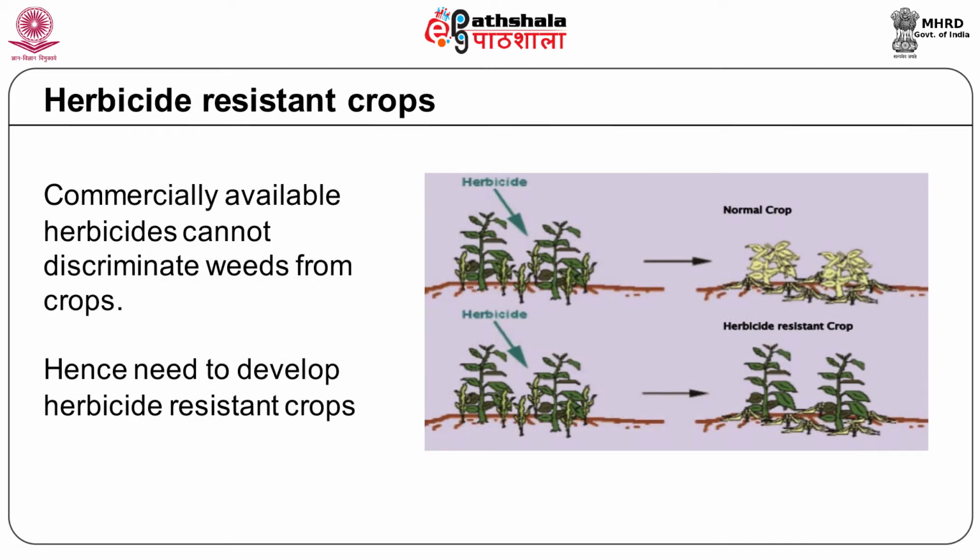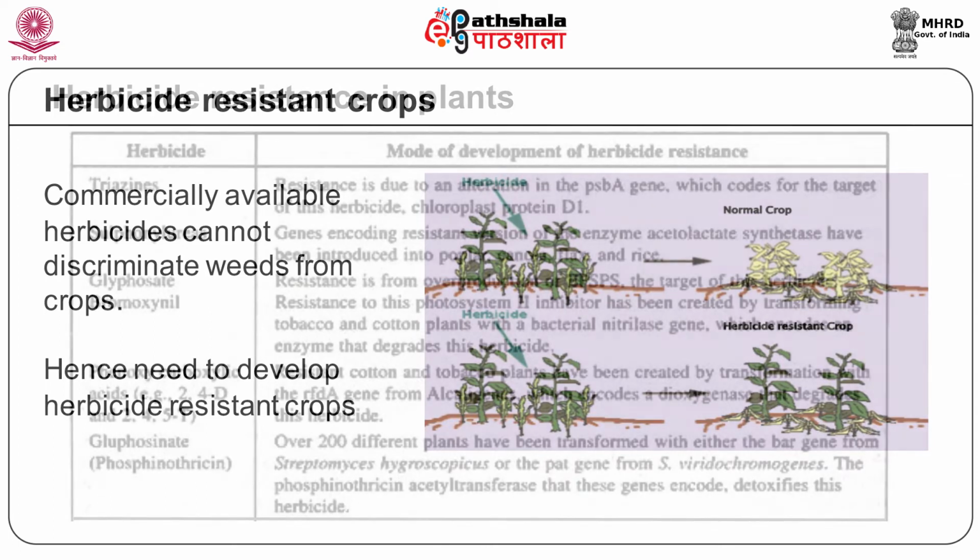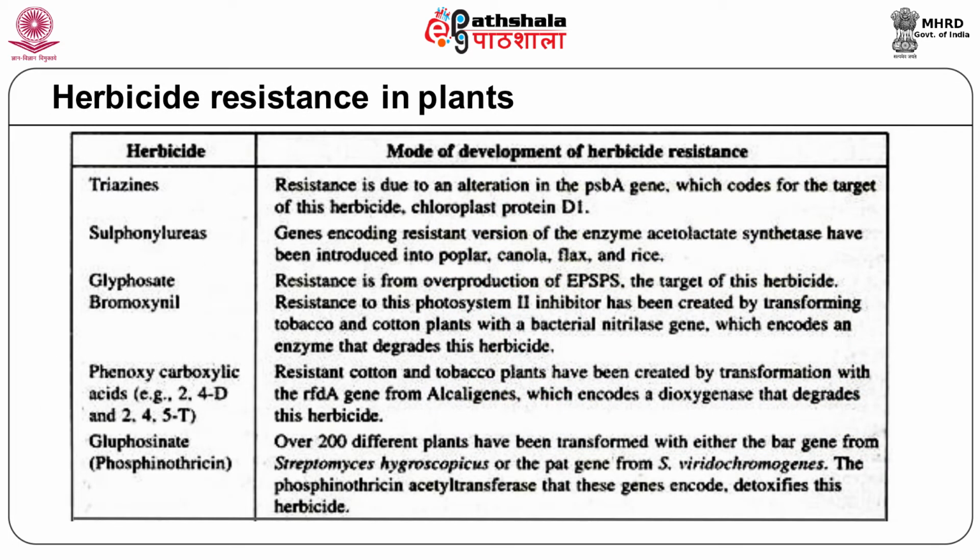Herbicides cannot discriminate between crop plants and weeds, so are difficult to use in fields. Development of herbicide resistance in crops would enable use of herbicide to selectively kill weeds. Genes that can confer resistance to herbicides need to be introduced into plants to generate such herbicide resistant crops. Several genes have been identified in bacteria and plants that confer resistance to herbicides.